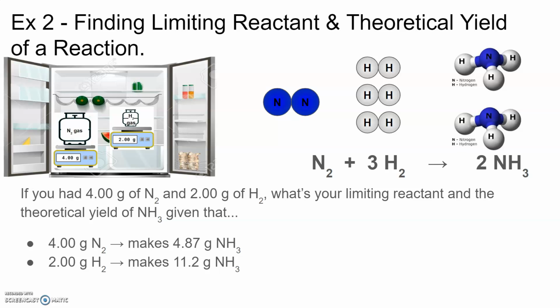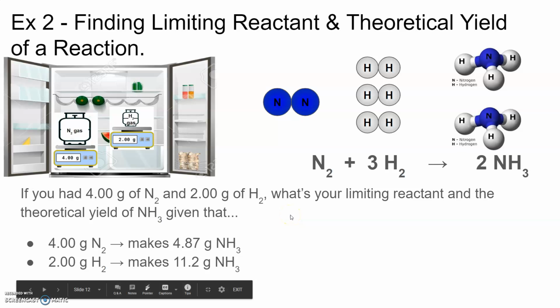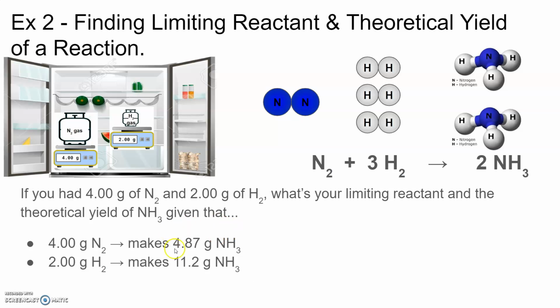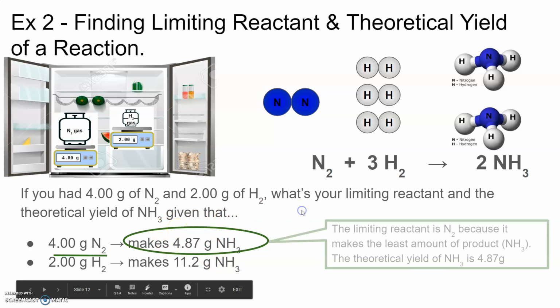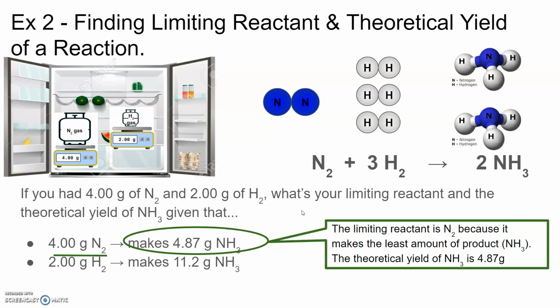All right, so now based on these 2 pieces of information, which one is my theoretical yield and limiting reactant? Well, remember, we look for the one that gives us the smallest number. So N2 gives us the smallest amount of NH3. It gives us 4.87 grams, whereas the 2 grams of H2 gives us 11.2 grams of NH3. So we pick the smallest amount of product here. And therefore our limiting reactant is N2 and our theoretical yield is 4.87.